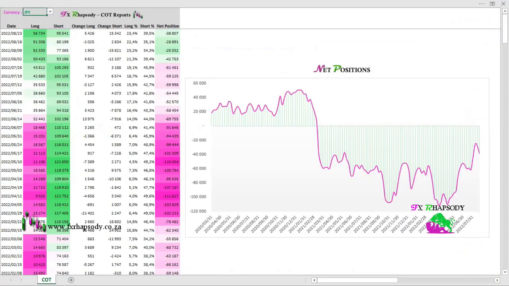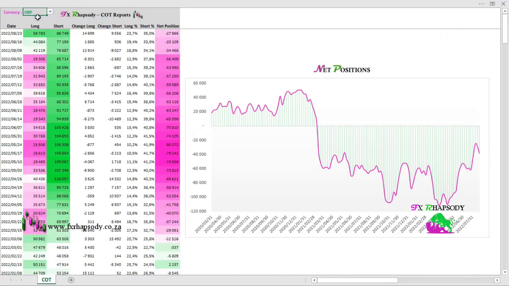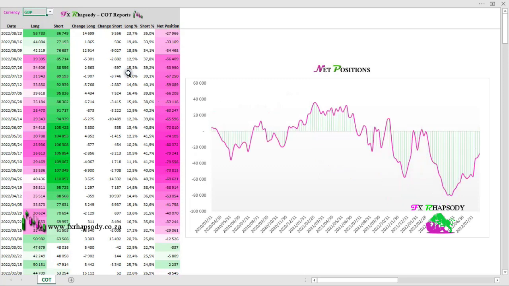Let's look at the COT reports. We're going to be looking at the British pound over here. Let's just select British pound. And then as we can see with the British pound, lots of longs being opened in the market, shorts being opened, but a lot more longs. That is why we see this movement upwards. So the British pound is getting stronger against the US dollar.